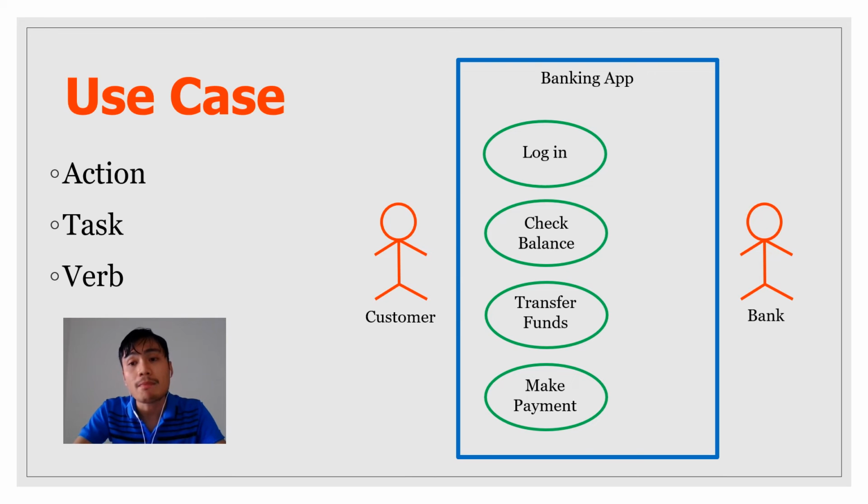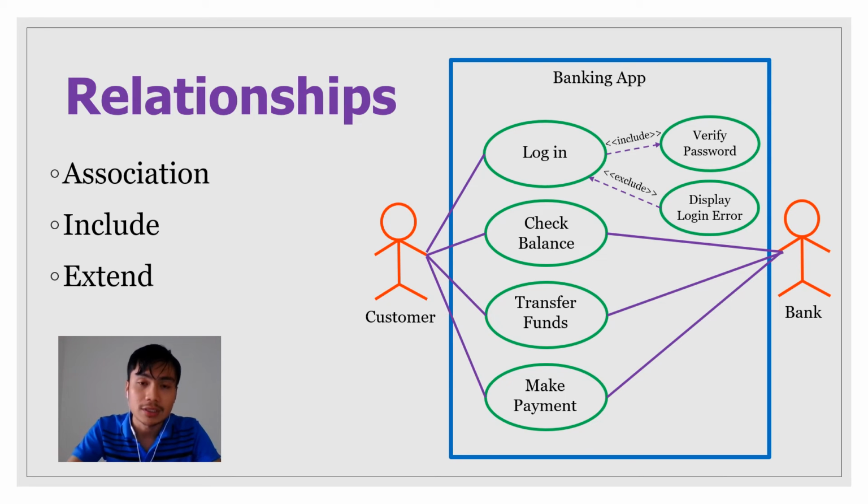And then we move to the relationship. Of course, the actor and the use cases should have a relationship. That's why the relationship could be association, include, or extend. So for association, you see between the actor and the use cases, the purple one, just draw one straight line to all the use cases that the actor interacts with in the system. Like the customer can login, check balance, transfer fund, and make payment, right?